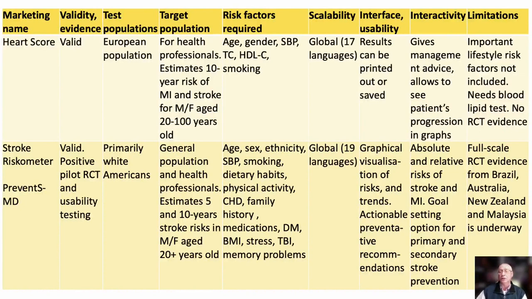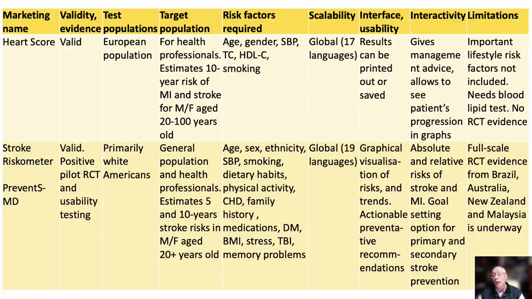Of the 20 digital tools identified, only two apps, specifically Heart Score and Stroke Riskometer, and one web app, Prevents, shown here, met most of the requirements for an ideal mobile health primary stroke and cardiovascular disease prevention tool. And of those three, only the Stroke Riskometer was tested in a randomized controlled trial that demonstrated the feasibility, acceptability, and preliminary efficacy of the app.